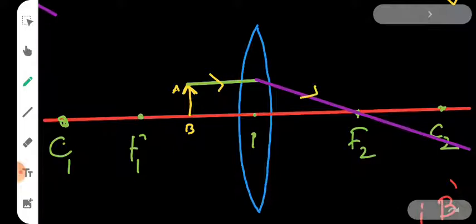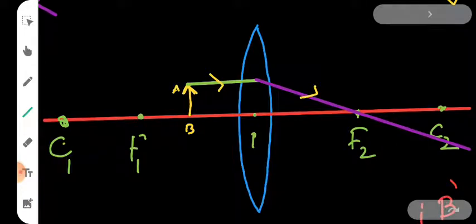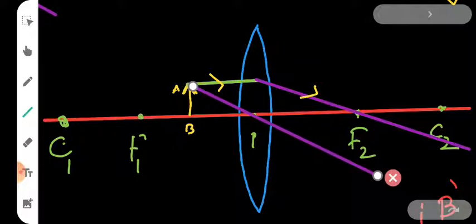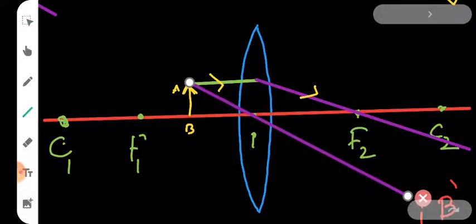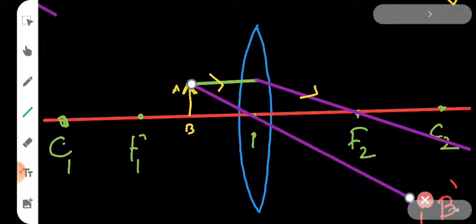What about the next ray? Okay, I will use a ray that goes through the pole. Oops, I think I made a mistake. Yeah, now it seems to be almost good. Yeah, so there it is.